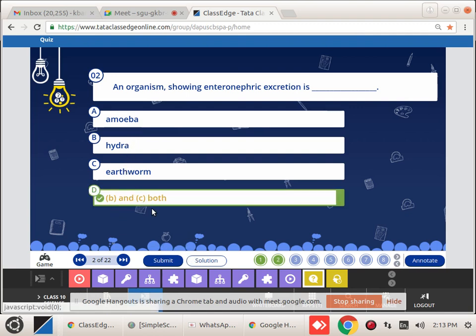So that is B and C. Okay, so that means hydra and earthworm. That means we are excluding the amoeba, an organism showing enteronephric, because when we are talking about nephric, obviously it will not come into the amoeba. Amoeba is a protozoan, na? So protozoan is the first animal which comes on the earth. So obviously it will not be the answer. So hydra and the earthworm. A little bit of level of organization you must have studied in class 9. That's why. Okay.